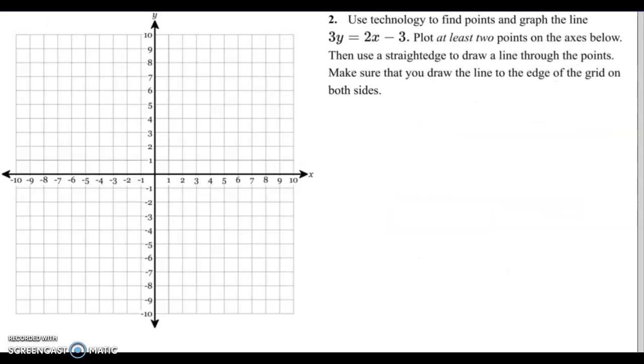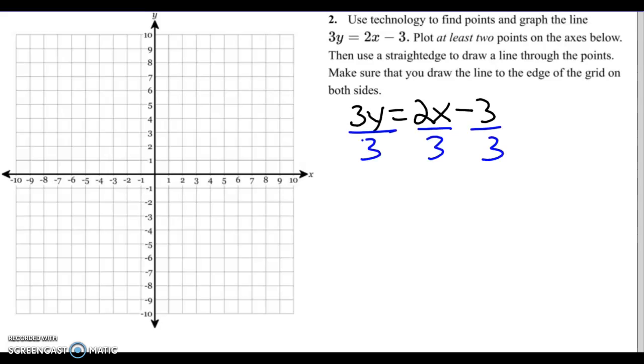Alright, so let's take a look at another example. Okay, here it's already almost in slope-intercept form. You got the 2x minus 3 right there. It's already there. All I need to do now is just divide by 3 to get the y by itself. So once I divide by 3, that's going to give me y is equal to 2 over 3x minus 1.